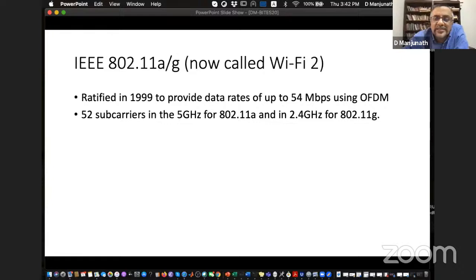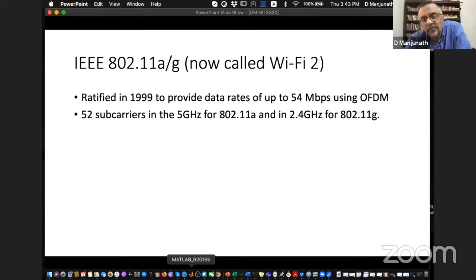The way in which this was done was using what is called orthogonal frequency division multiplexing. In orthogonal frequency division multiplexing, there are multiple carriers. In this example, there are 52 subcarriers in a different band, the 5 gigahertz band. You will try to see which of these subcarriers you can use, and you'll use as many of them as possible. There is a negotiation between the transmitter and the receiver as to which subcarriers are being used and at what data rate.